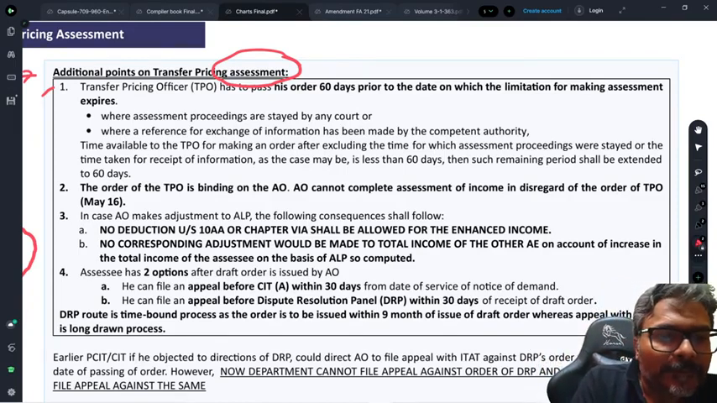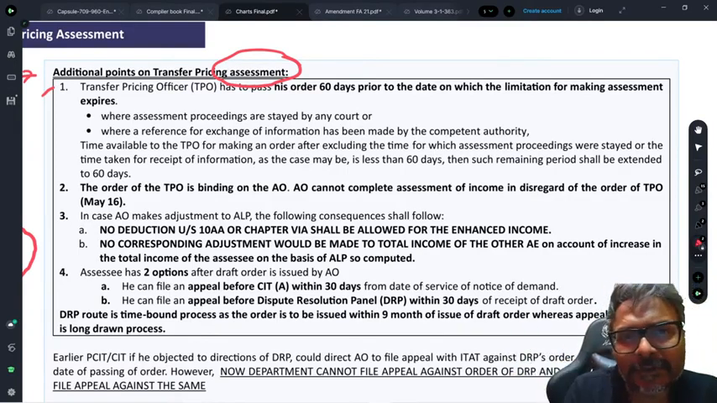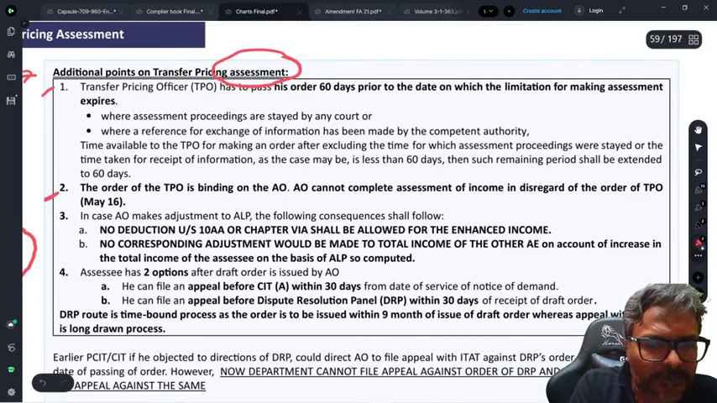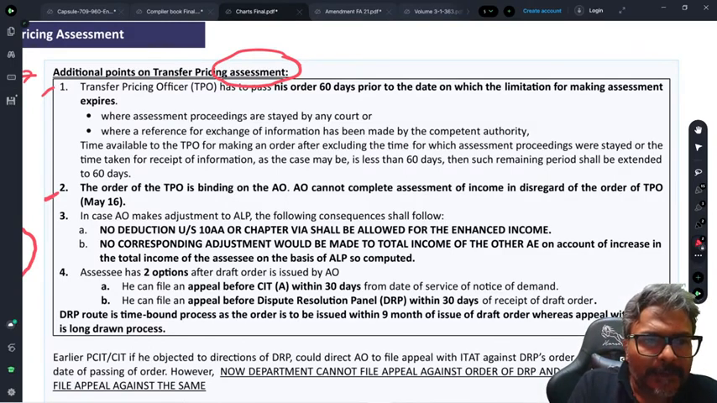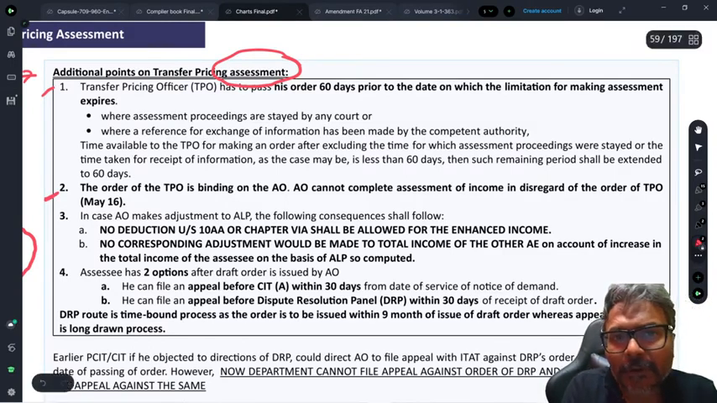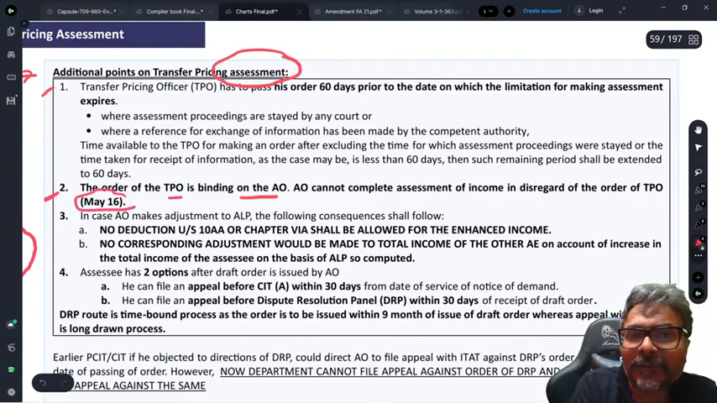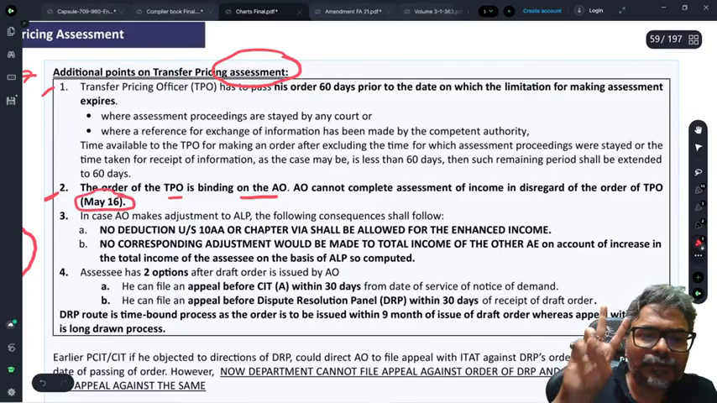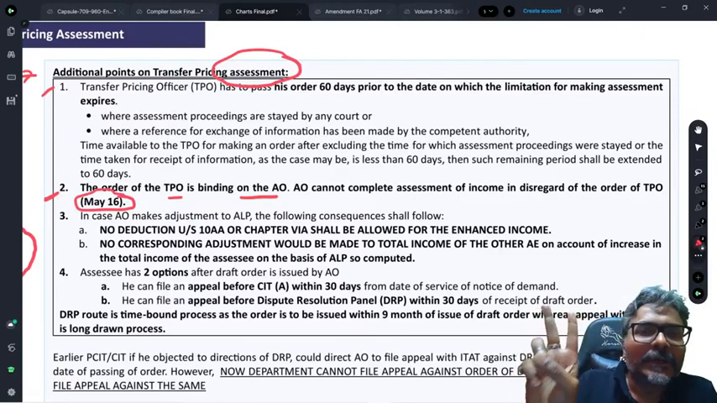Now, coming to the assessment on the transfer pricing part. Two or three important points are there, students, just keep that in mind. First point is this one. Good morning, Sunny. Now, this is a very important one. The order of the TPO is binding on the assessing officer. Again, May 16 attempt, can you see this one? Students, just two points, be very careful.